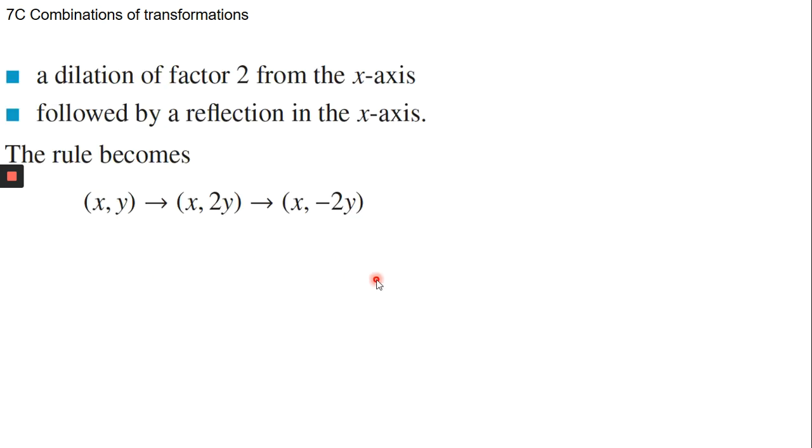A combination of transformations. Okay, so similar things where more than one thing happens. So we've got a dilation factor of 2 from the x-axis. Remember, if it's from the x-axis, the x stays the same, the y changes, followed by reflection in the x-axis. And the reflection in the x-axis is, remember, the x stays the same, and the y one just becomes negative.